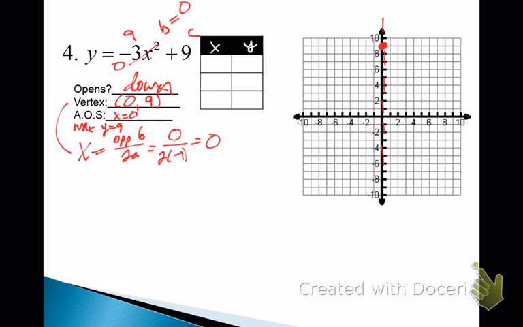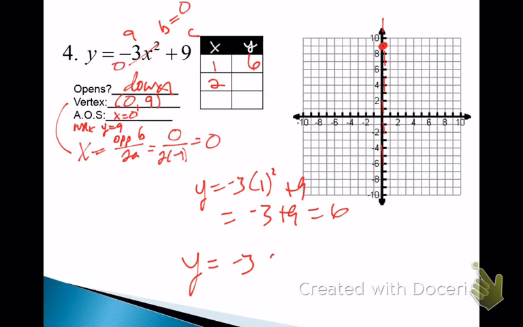Because the vertex is on the y-axis, I'm going to choose positive 1 and positive 2 for my x values because I'd rather do positive than negative. And so we plug these in. y equals -3 times 1 squared plus 9. This is going to be -3 plus 9, or 6. So this y is 6. Plug in 2. 2 squared is 4 times -3 is -12 plus 9, which is -3. So at 2, this is -3.